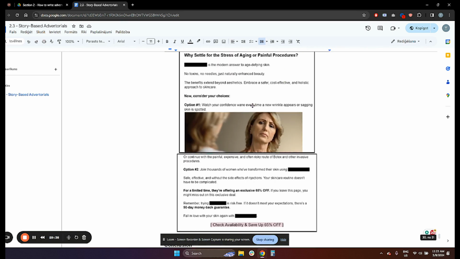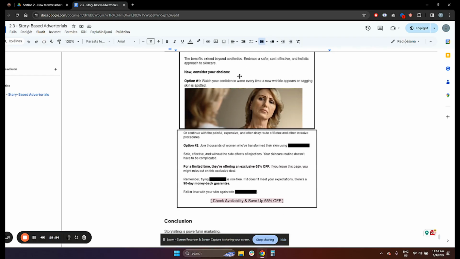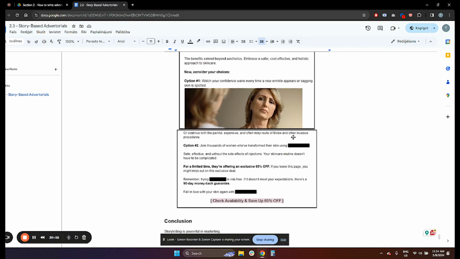So here's an example. Why settle for the stress of aging or painful procedures? Device is the modern answer to age-defying skin. No toxins, no needles, just naturally enhanced beauty. The benefits extend beyond aesthetics. Embrace a safer, cost-effective, and holistic approach to skincare. So now consider your choices. Option one: wash your confidence away every time a new wrinkle appears or a second skin is spotted, or continue with the painful, expensive, and often risky route of Botox and other invasive procedures. Option number two: join thousands of women who have transformed their skin using this device. Safe, effective, without side effects.